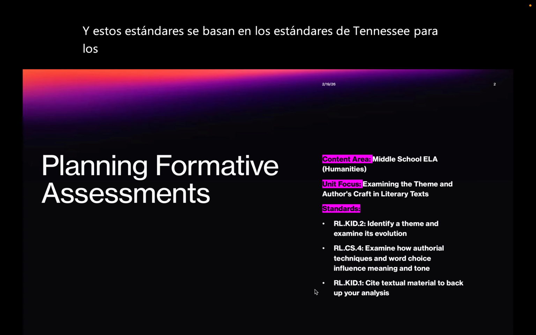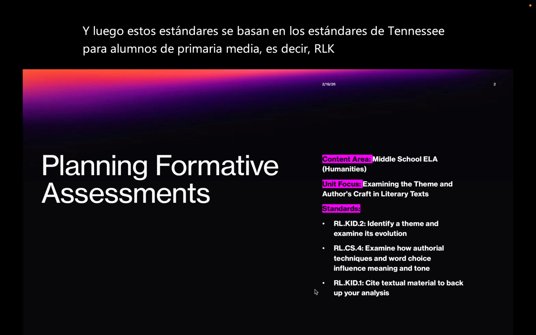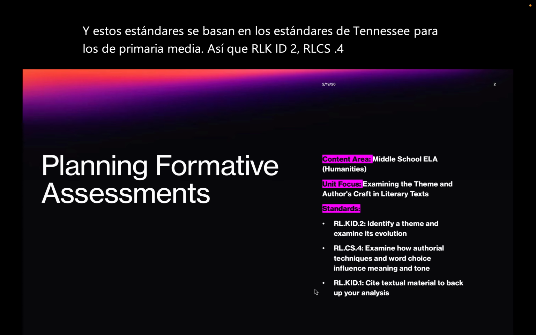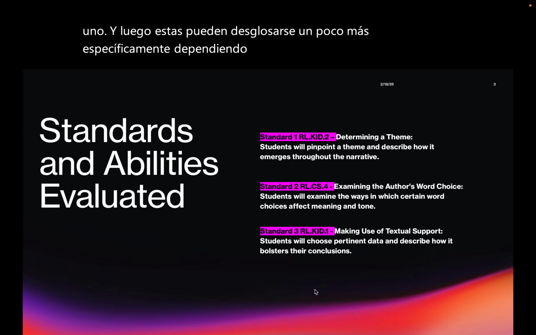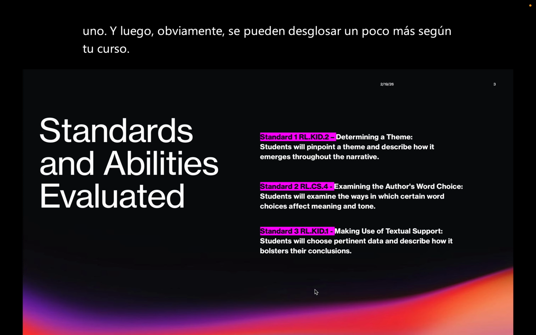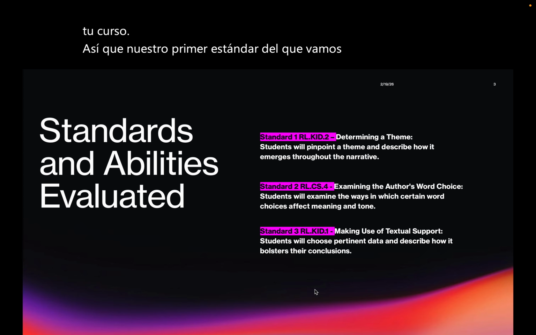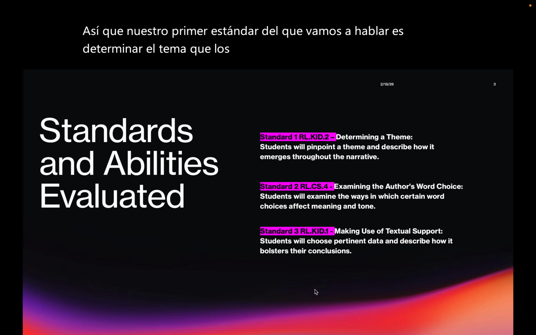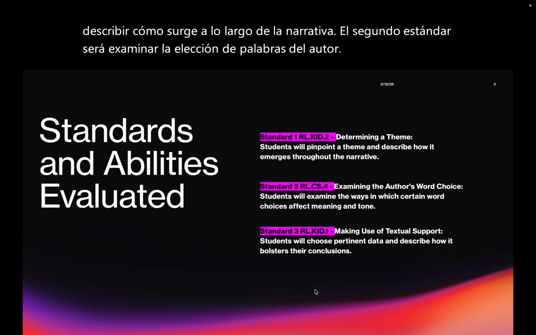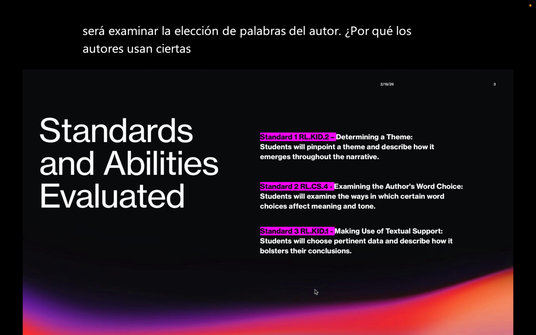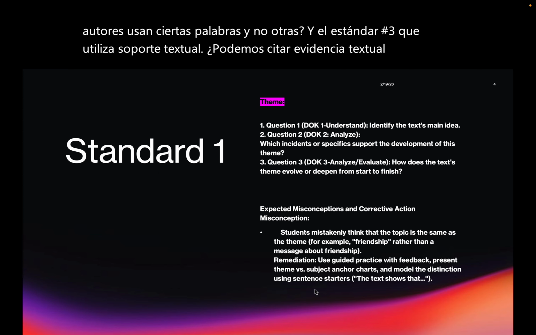So RL.KID.2, RL.CS.4, and then RL.KID.1. And then these can obviously be broken down just a little bit more specifically depending on your grade level. So our first standard that we're going to be talking about is determining theme. Students will be able to pinpoint a theme and describe how it emerges throughout the narrative. Standard number 2 will be examining the author's word choice. Why do authors use certain words and not others? And standard number 3, making use of textual support. So can we cite textual evidence and use it to support our answers?